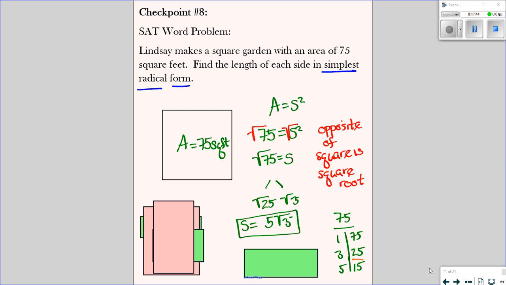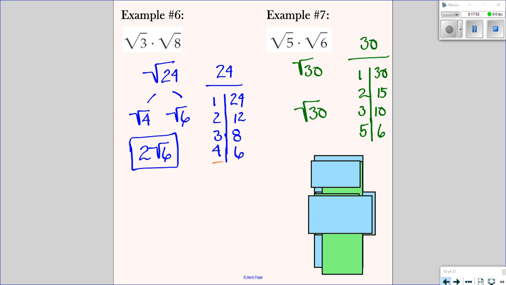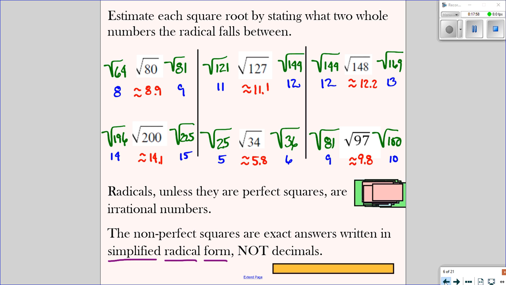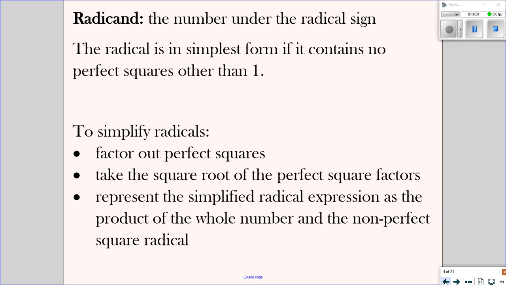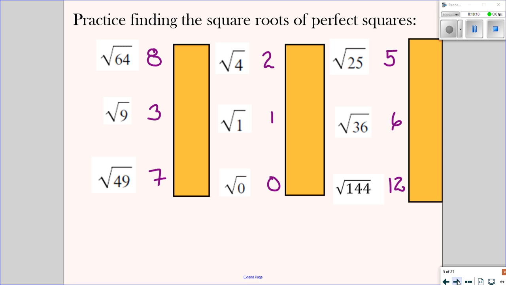Alright, I think we've reached the end. So going back to the beginning, we learned about simplifying radicals. We learned that if you have a number underneath the radical, it can be broken down to its factors. One of them will give you a perfect square, and the other one will be a prime number that stays underneath the radical. You also learned that the opposite of squaring is doing the square root, not dividing by 2.